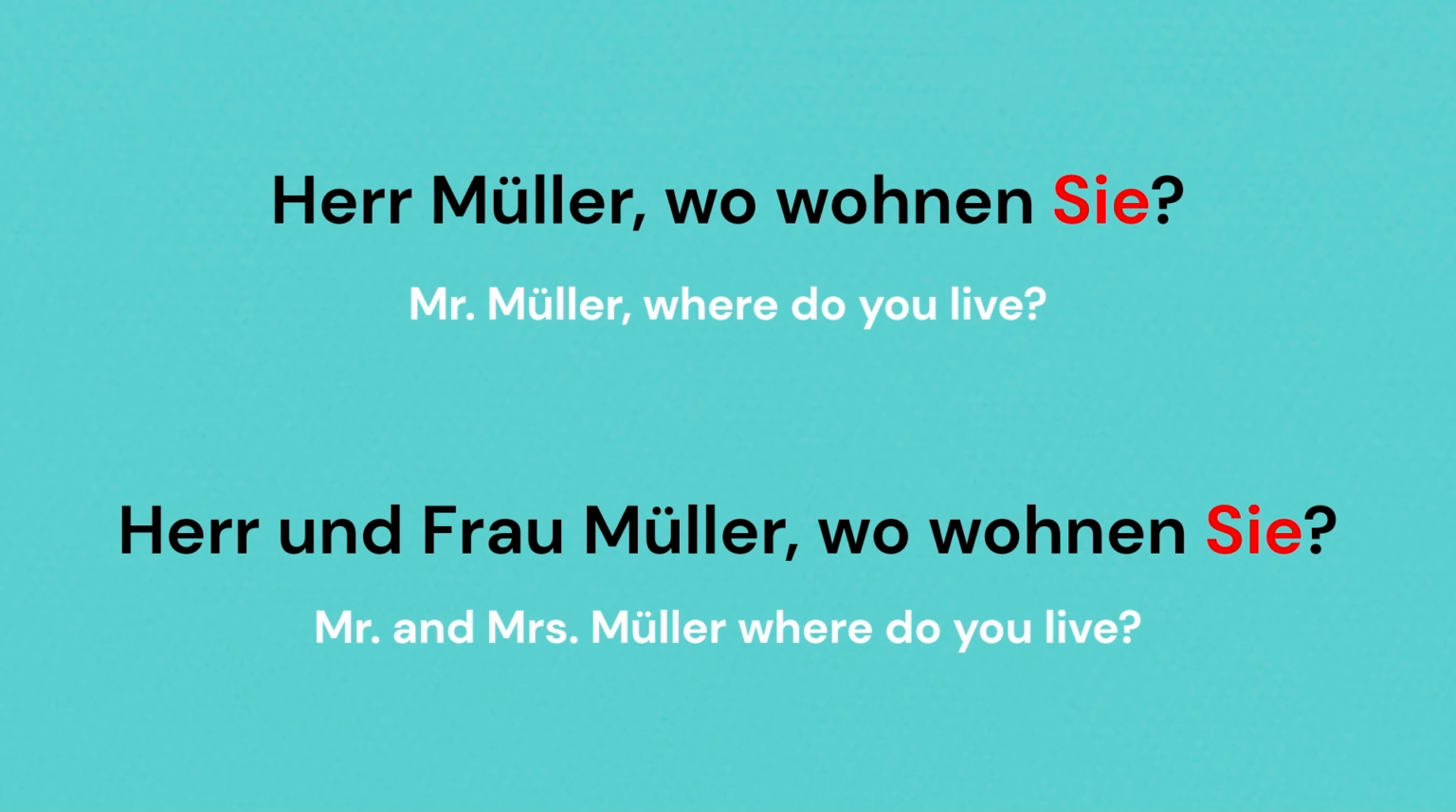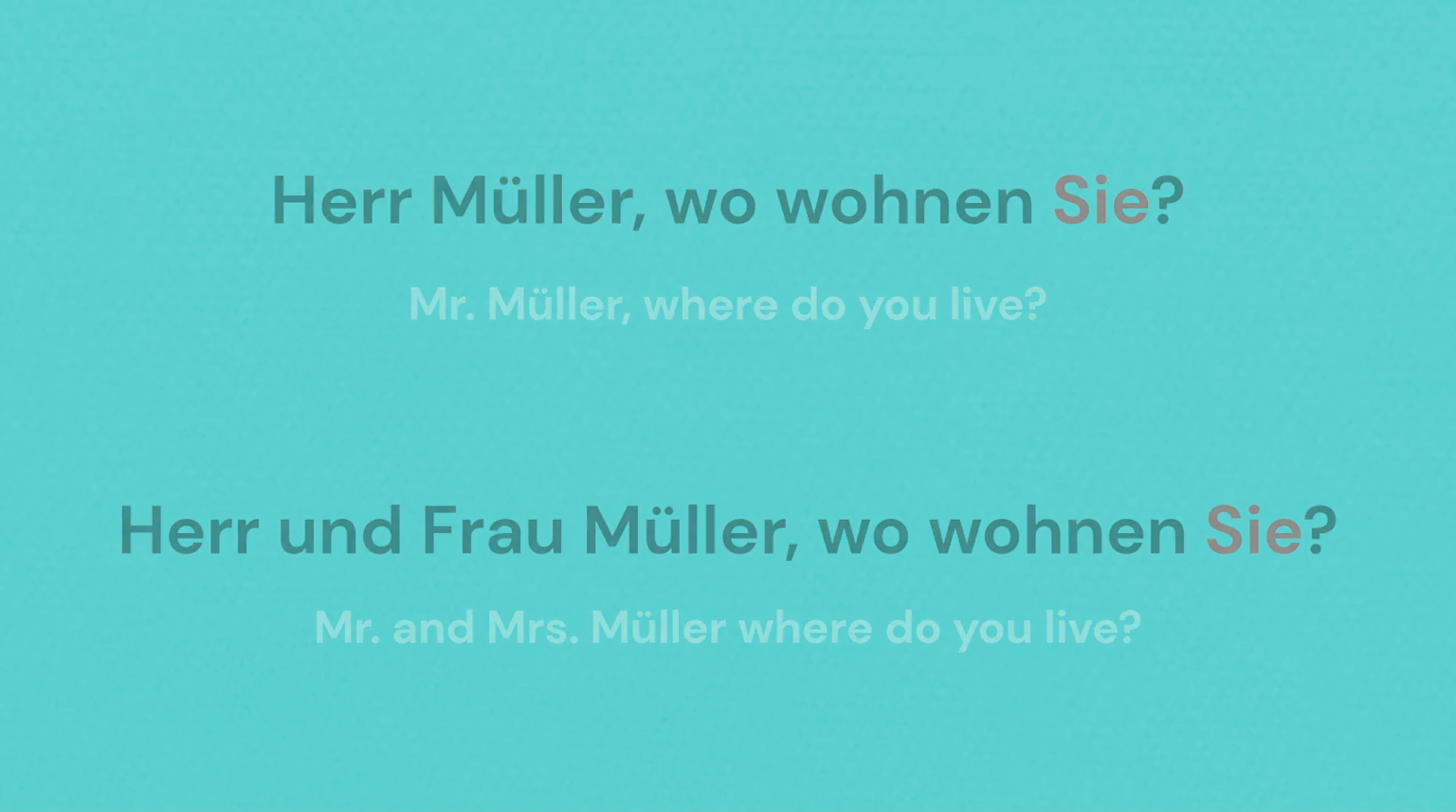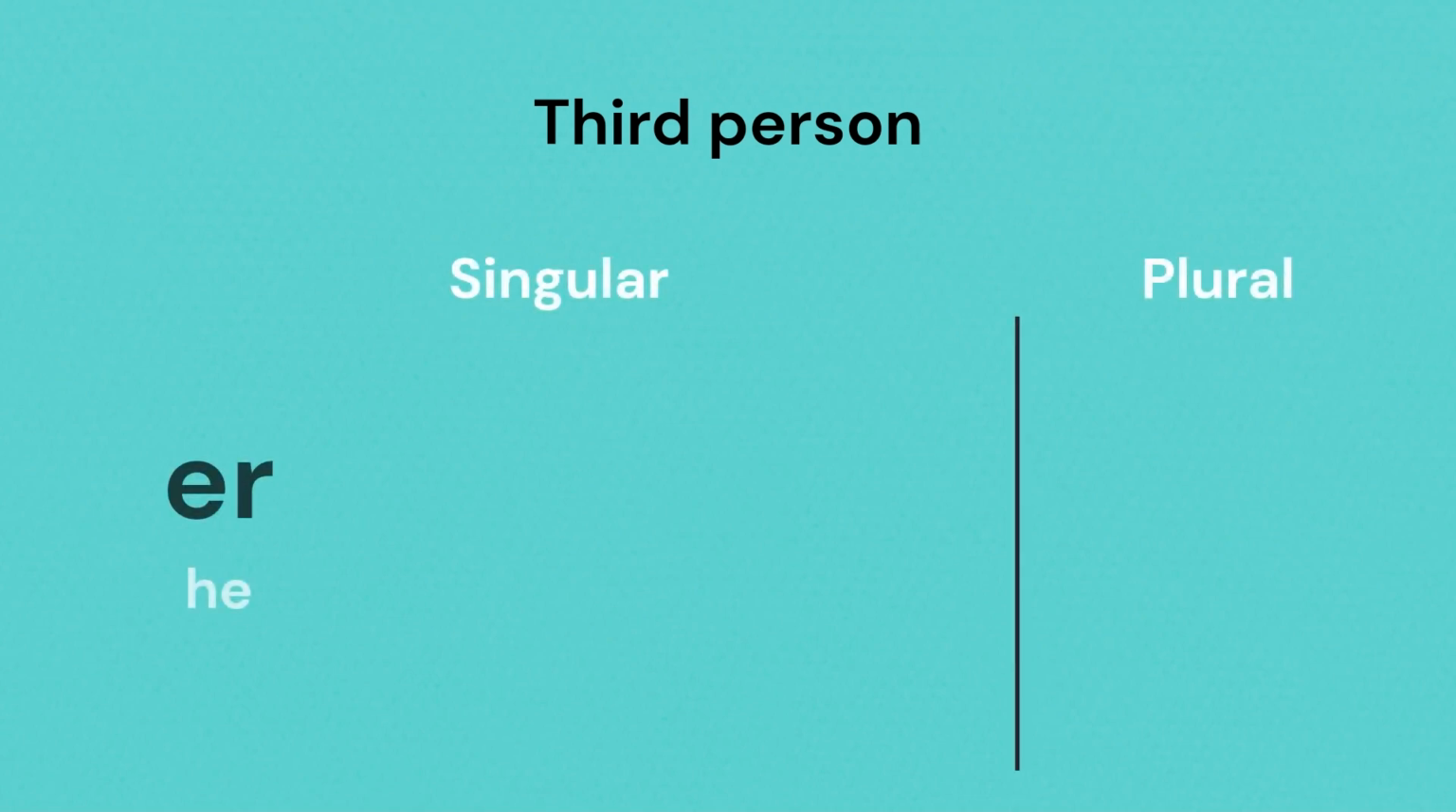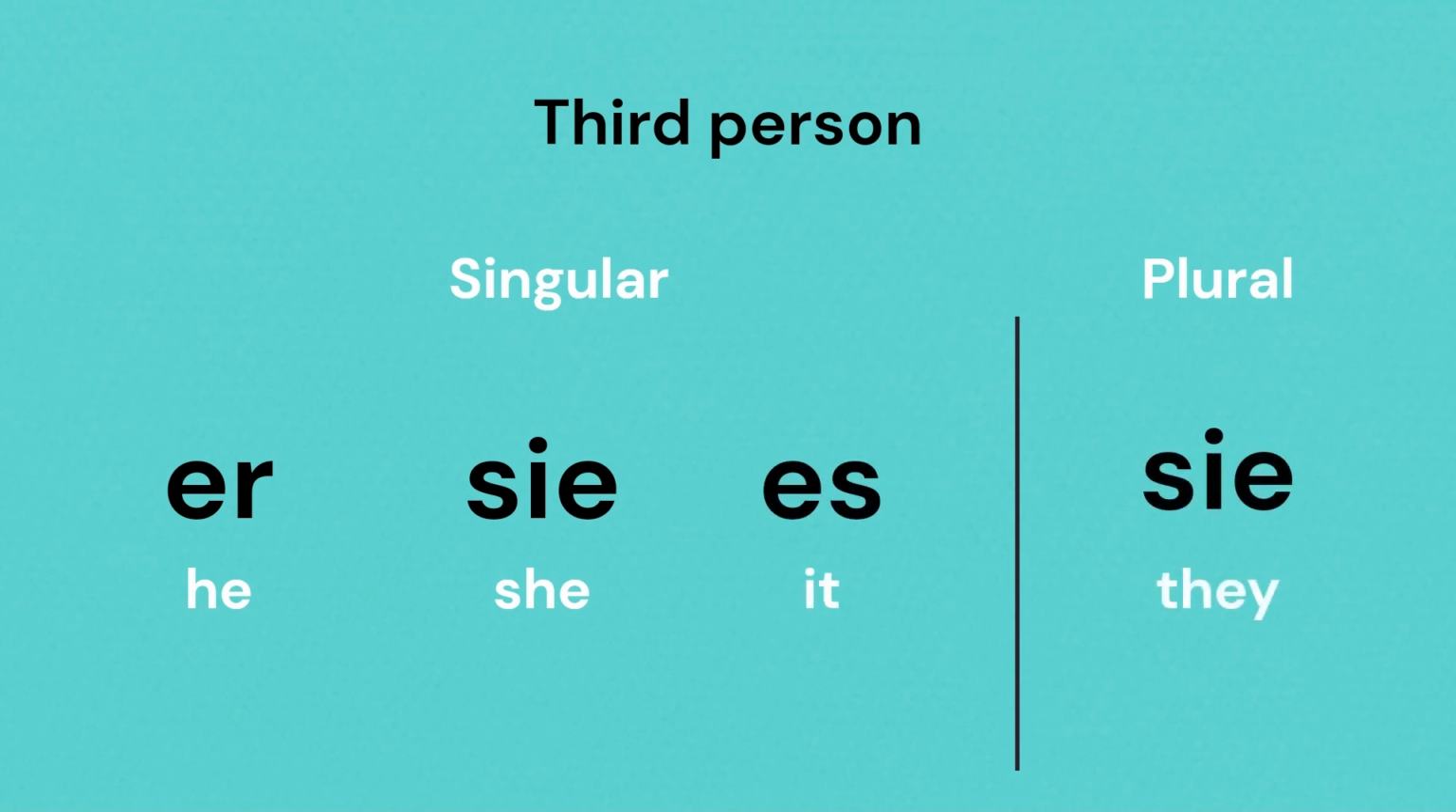Let's move to the personal pronouns in the third person. The personal pronouns in the third person can be in singular or in plural. Also, they're gender specific. For masculine, you would use er. For feminine, sie. And for neutral, you would use es. And if you're talking about more than one person, you would use sie. Here are a few examples to see how you can use these pronouns.